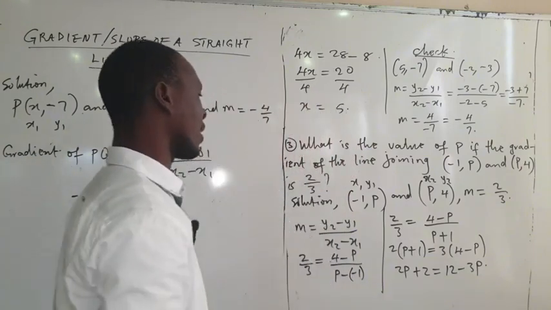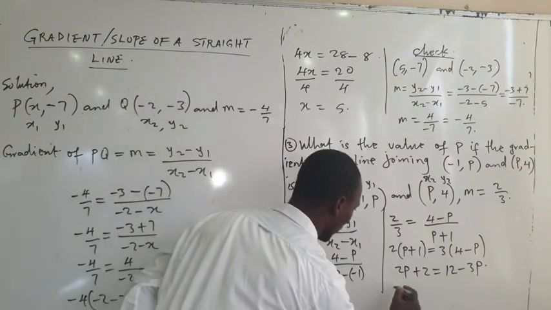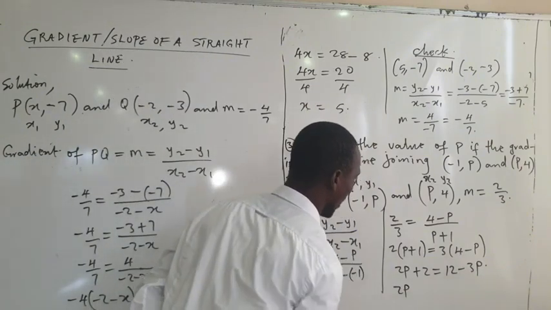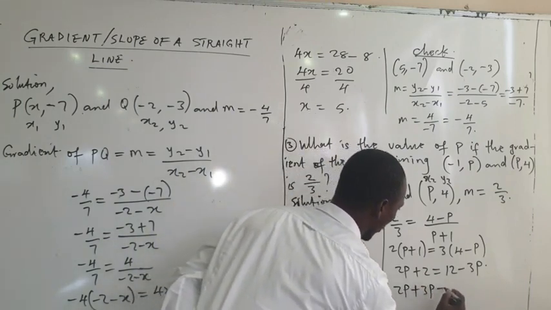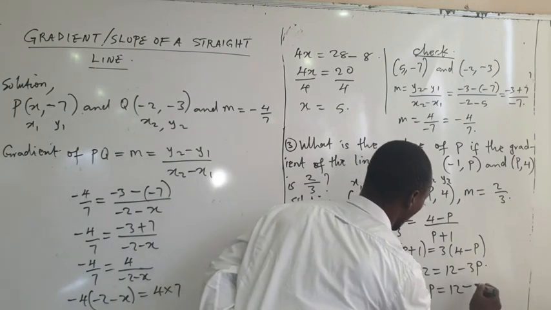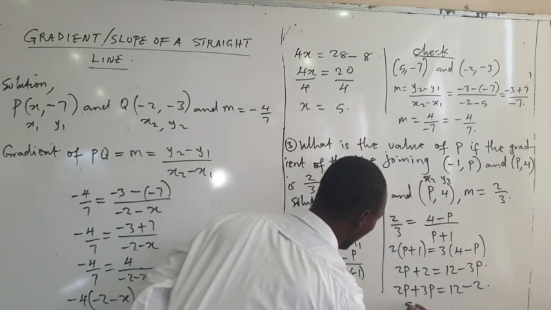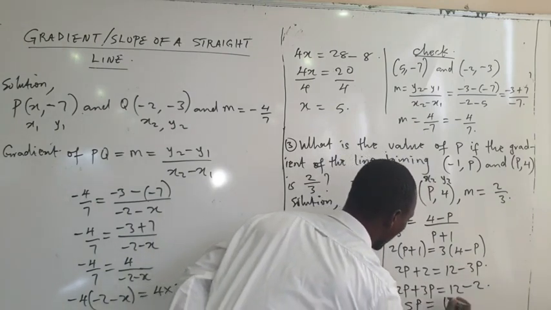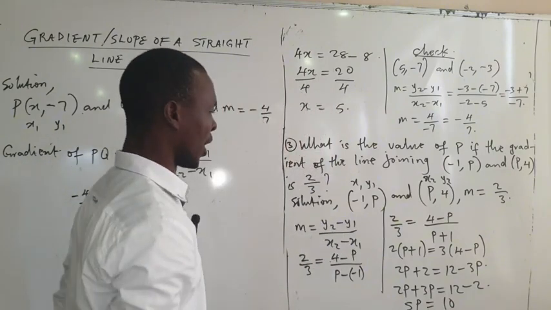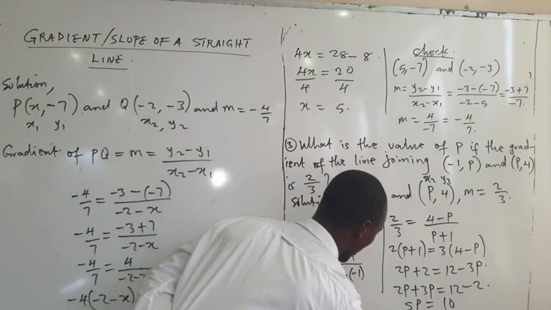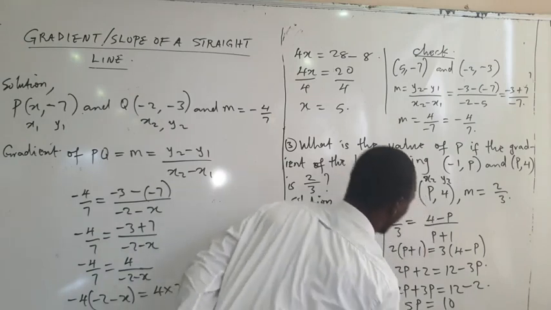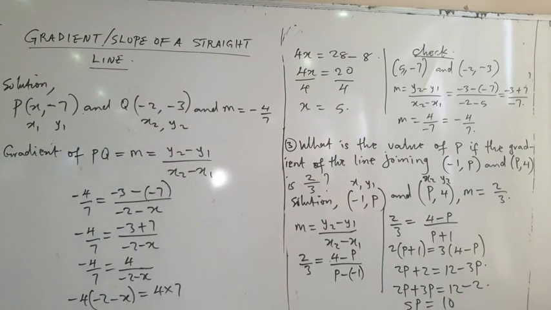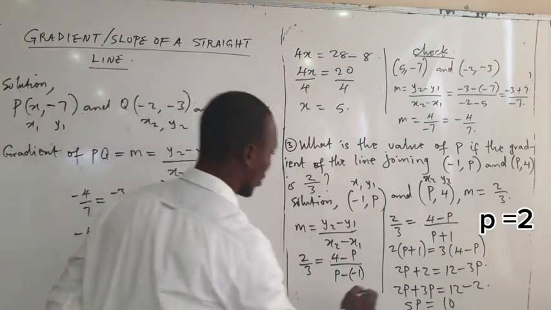So we now collect the like terms. If we collect the like terms, we have 2p, bring minus 3p to this side, so it's going to be plus 3p equals 12 minus 2. So we now have 5p equals 10. If 5p equals 10, it means p equals 10 over 5, which is 2. So the value of p is 2. So p equals 2.